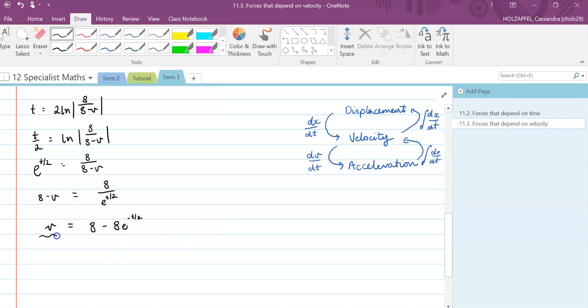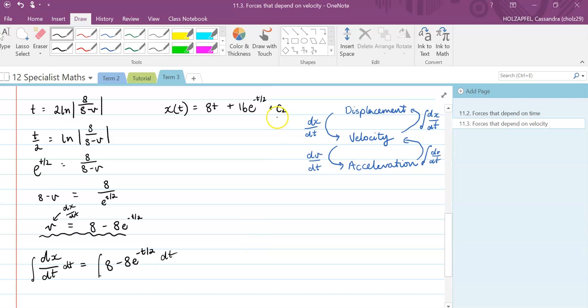Alright, so now that we've got this expressed in terms of velocity, we can go ahead and replace this term here with dx/dt. Once we integrate that, we're going to find the displacement and we can answer our original question. Something really important to note here is that we are now integrating again with respect to t. So when we get this final function, it should already be expressed with x as our subject. Lastly, we're going to need to determine our constant at the end here.